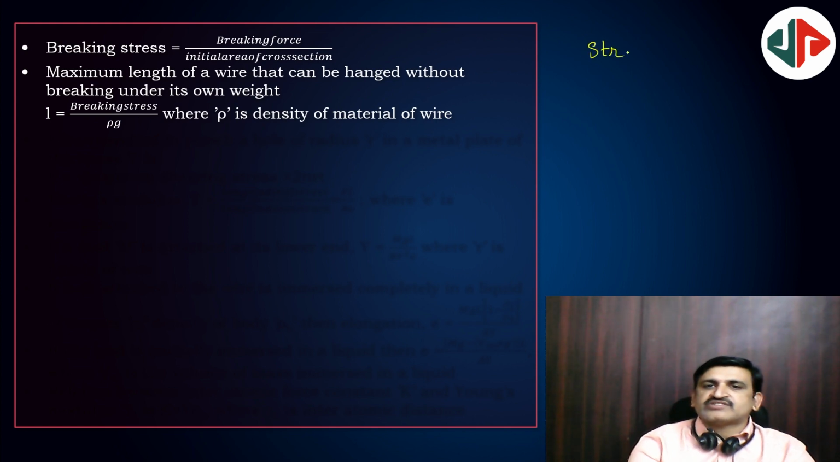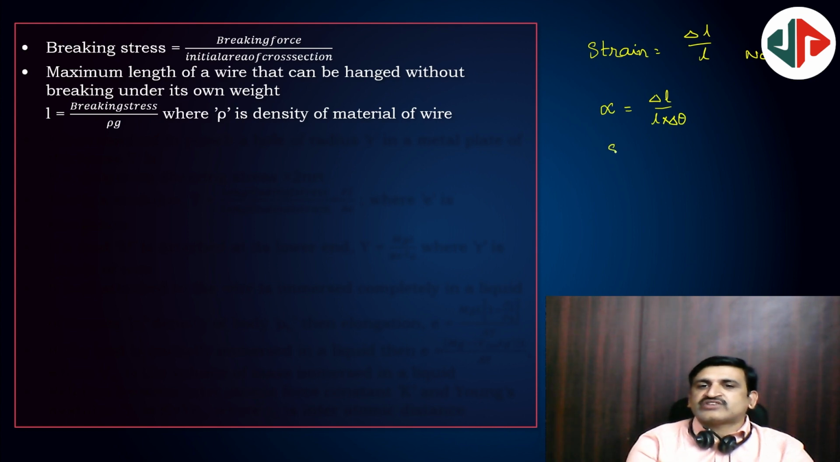Strain is equal to change in dimension to the original dimension. Strain has three types: longitudinal strain, bulk strain, volumetric strain. Strain has no units. These are important things. One more related point for strain: suppose coefficient of expansion is equal to change in length to the original length into temperature difference, then we will call the strain thermal strain. Thermal strain is equal to alpha into delta theta.